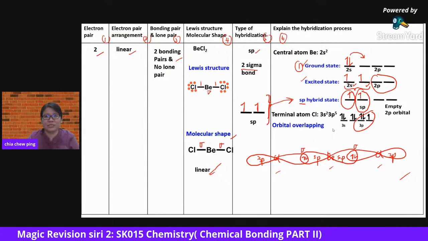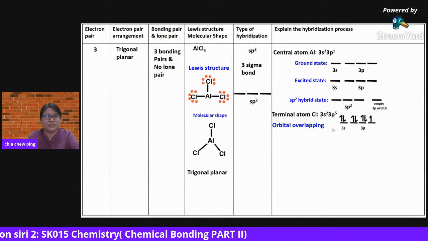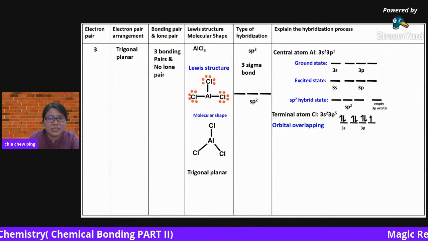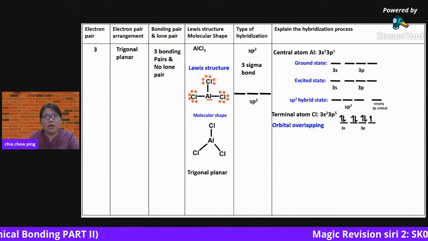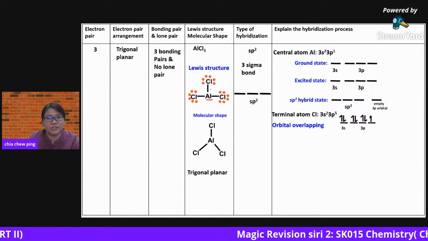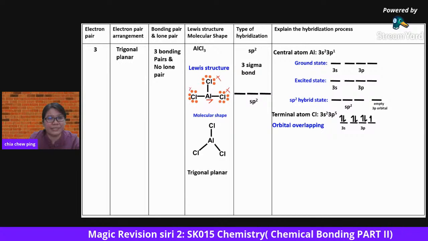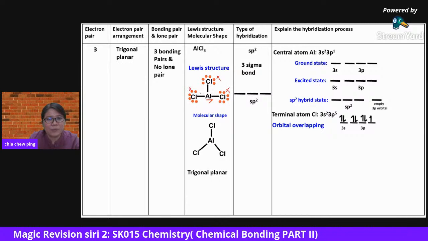Now we proceed to the aluminium. Aluminium has one central atom with single bonds, so only the central atom will hybridize; the terminal atoms need no hybridization. Now we check how many electron pairs.